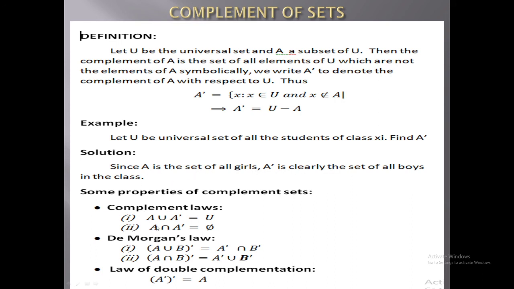Okay, here the properties. Complement law: A ∪ A' = universal set U. Second one, A ∩ A' = φ. De Morgan's law, a very important law in sets: (A ∪ B)' = A' ∩ B'. (A ∩ B)' = A' ∪ B'. Law of double complementation, that is (A')' = A.